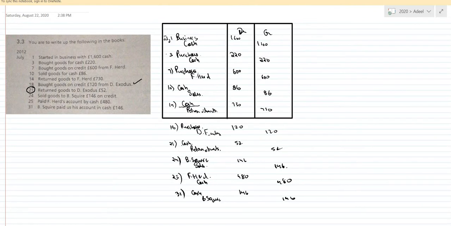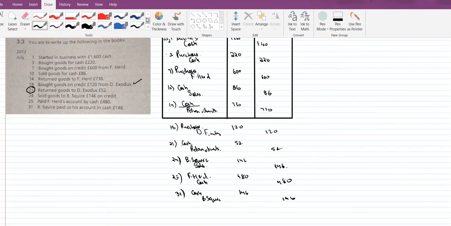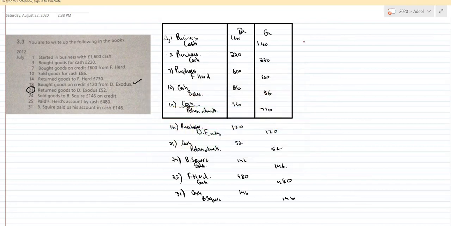Let's check your test. This was out of 10. First entry is wrong. Second is correct. Bought goods on credit 600. Third is correct. Sold goods for cash. Fourth is correct. And 14 is correct. Correct. Partially wrong. Correct. Sold goods. 24 goods, this one is also wrong.